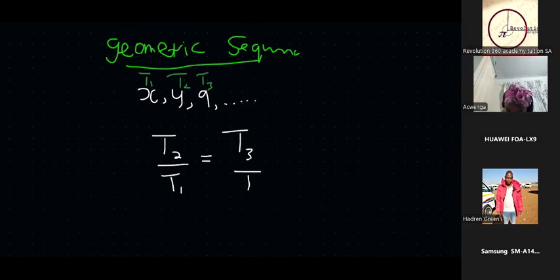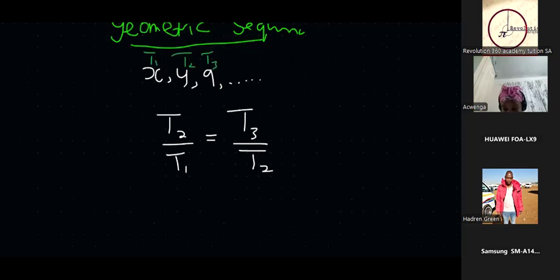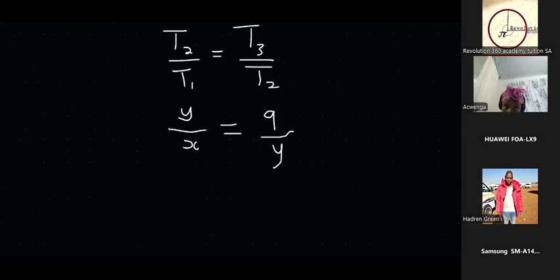And then from there you substitute. Your T2 is going to be y, all over T1, which is x. It equals your T3, which is 9, over T2, which is y. It's an interesting one, this one. And then from here you cross multiply. y times y, you get y squared. It equals 9 times x, 9x. So that will be your equation 2.